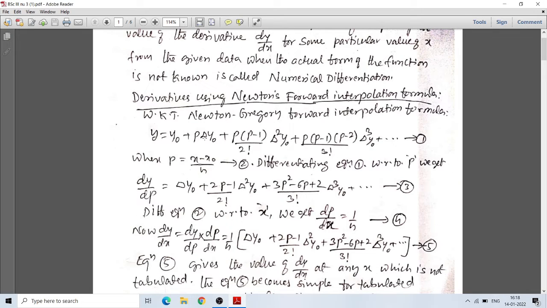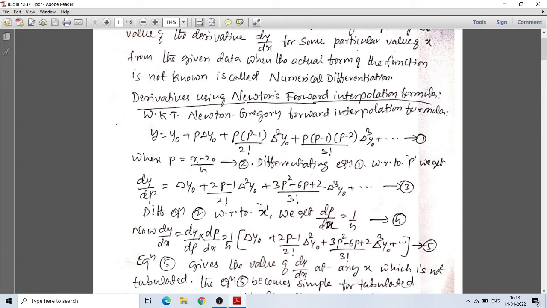We know from previous classes that we proved the Newton-Gregory forward interpolation formula, which is like this: y equals y naught plus p delta y naught plus p(p minus 1) by 2 factorial delta square y naught plus p(p minus 1)(p minus 2) by 3 factorial delta cube y naught, called equation number 1. Where p is equal to (x minus x naught) by h, called equation number 2.